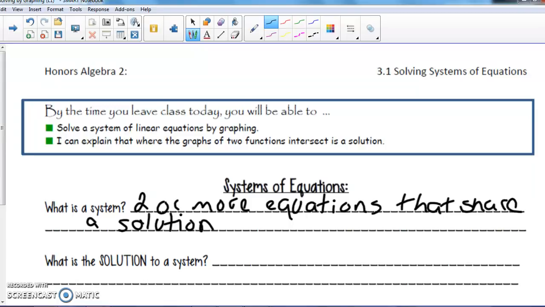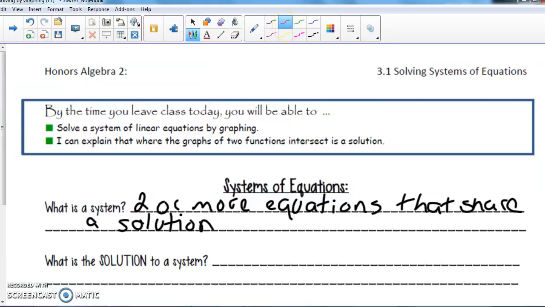Then once we hit second quarter, we will actually look at systems with three equations and three variables. Those are a little bit trickier in how we solve them, but technically a system can have as many equations as you want. But as I increase the amount of equations, that also increases the amount of variables. So the next question, what is a solution to a system?